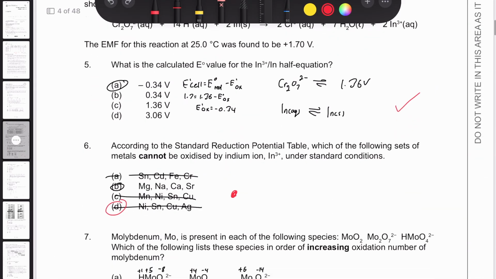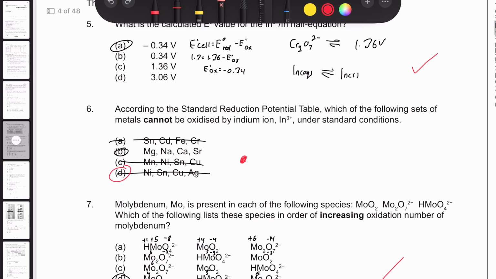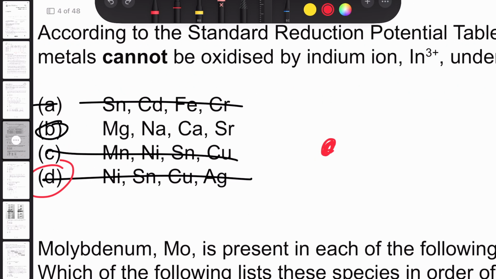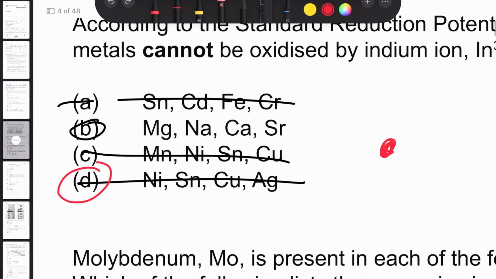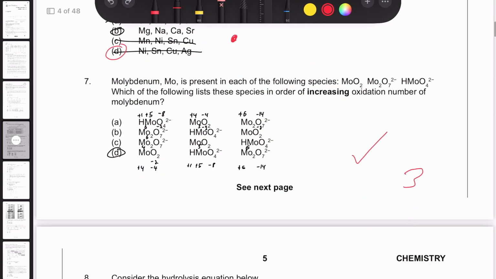Oh, this was good. Here, I misread that it cannot be oxidized. So I actually had to do the opposite of what I did. I had to find the ones that were all above rather than all below. So it would have been D. That was just a silly error by me, not reading properly.